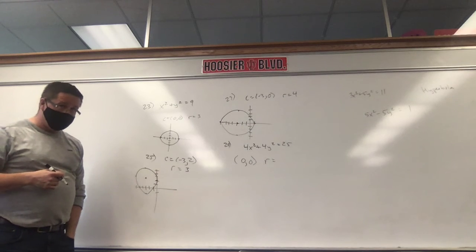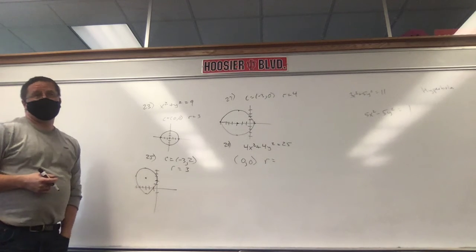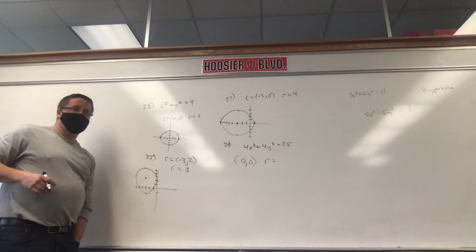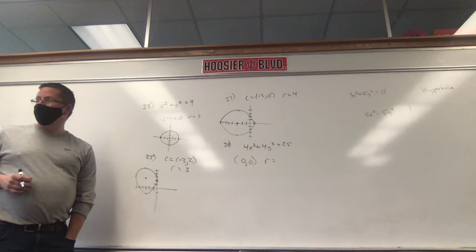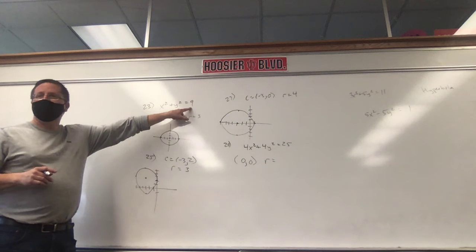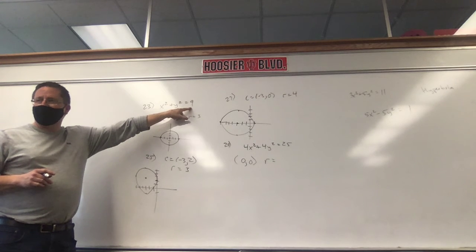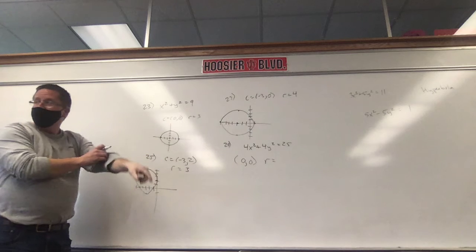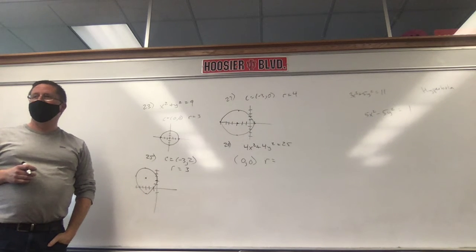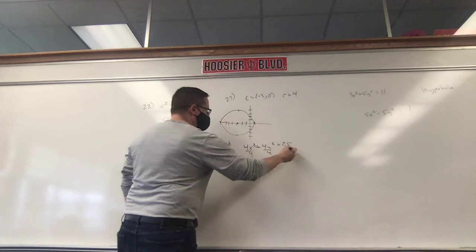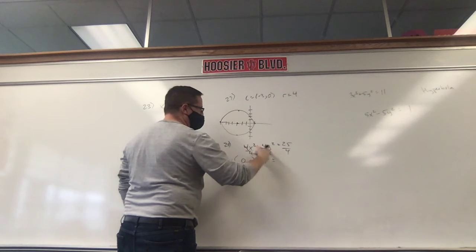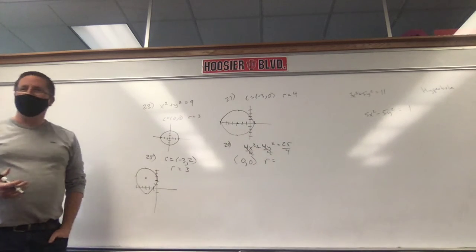So try to make it look like the other questions. What can I do? Divide everything by 4. What's the radius? 25 divided by 4? Is the radius here 9? No, it's 2. Where'd you get 9 from? Square root of 9. You're on the right track. We're trying to do it in our head here. Divide by 4, divide by 4, divide by 4. X squared plus y squared is 25 fourths. What's the radius?